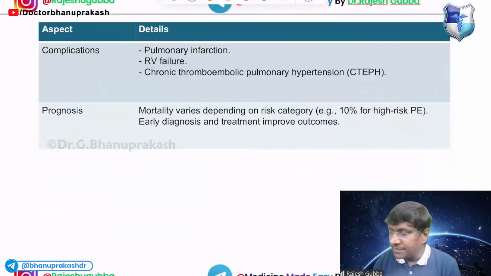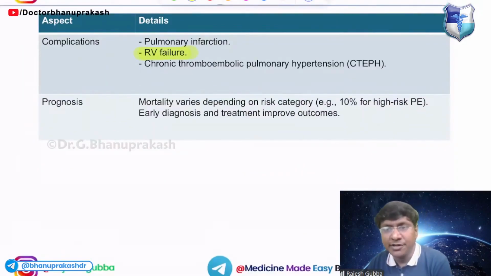So overall, what will be the complications? RV failure is a very important complication. And in chronic cases, there will be chronic thromboembolic pulmonary hypertension. And how will be the mortality? Mortality varies depending upon the risk category. So this will be the prognosis in these individuals. So this finishes the topic of pulmonary embolism.